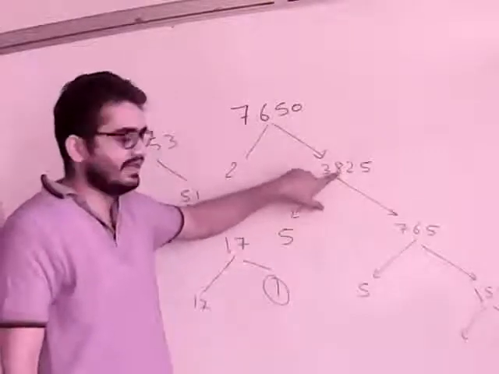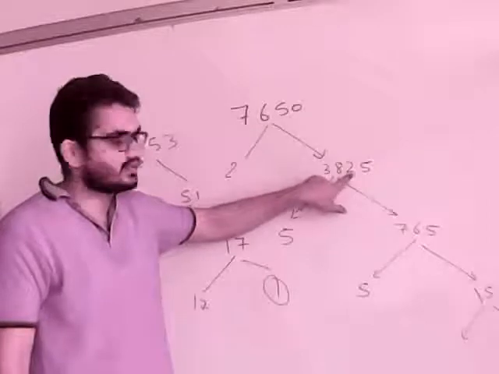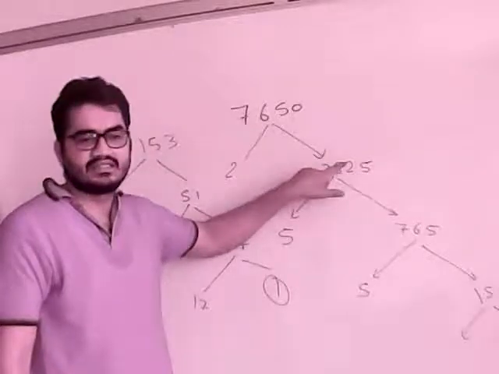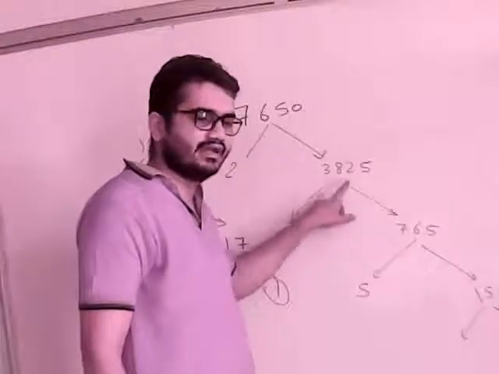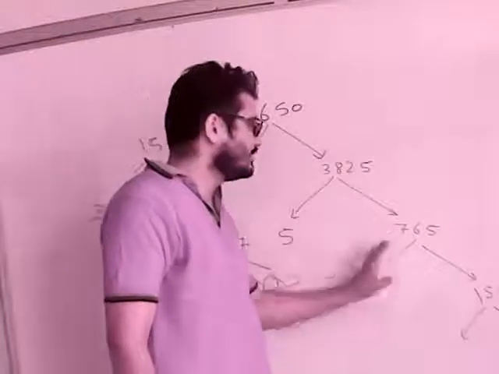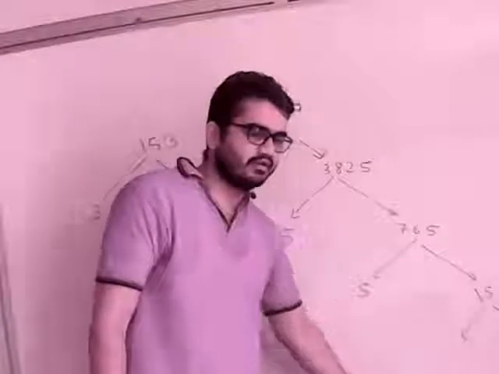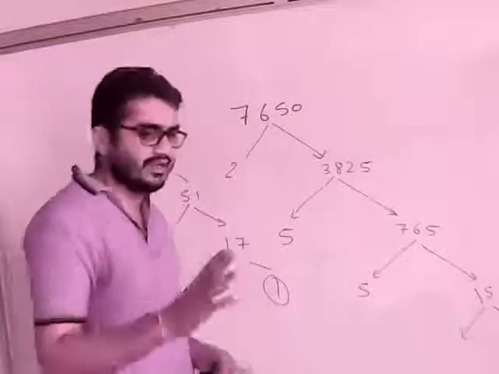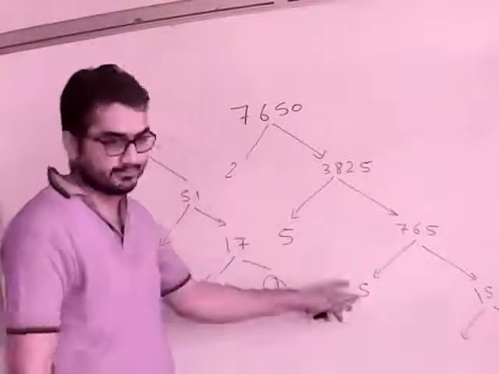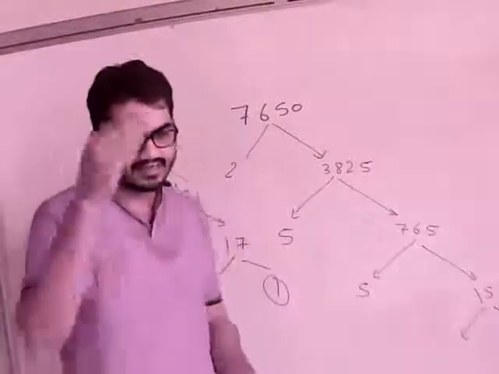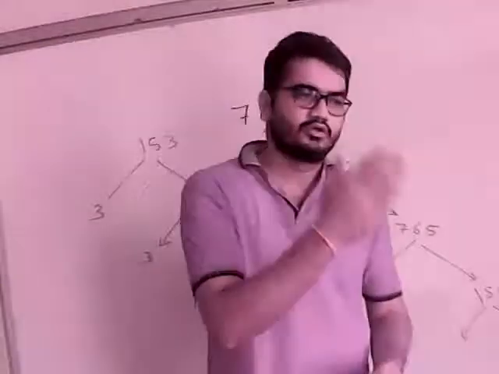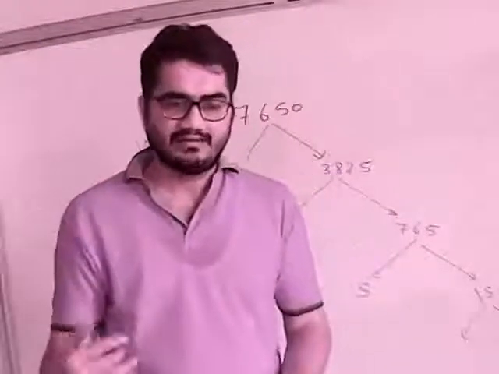How? 3 plus 8 is 11, 11 plus 2 is 13, 13 plus 5 is 18. So 18 is divisible by 3. This means that this number can be divided by 3 also. So we should be taking 3 first, and then we'll go for 5. Okay, so that is the basic rule. But this is not wrong. You can go with 3, but the proper pattern is that you should start from 2, 3, and 5, and so on.